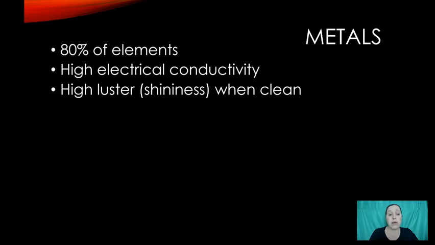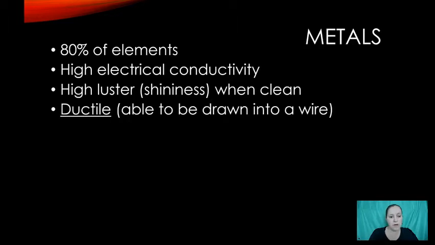So metals make up 80% of the periodic table. They conduct electricity very well. Go ahead and look up what is the best conductor of electricity. I think it would really surprise you. Most people think copper. It's actually not copper. It's actually silver. Silver is going to be your best conductor. But we obviously don't use silver to wire our homes because it's very expensive.